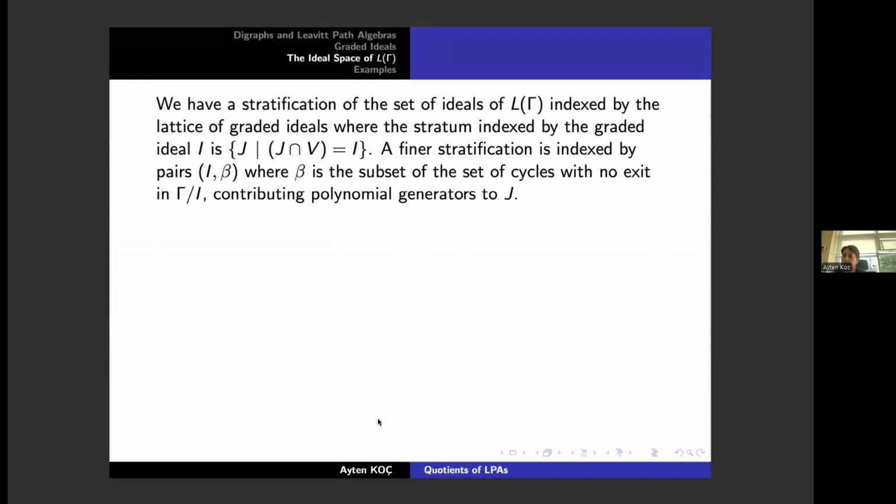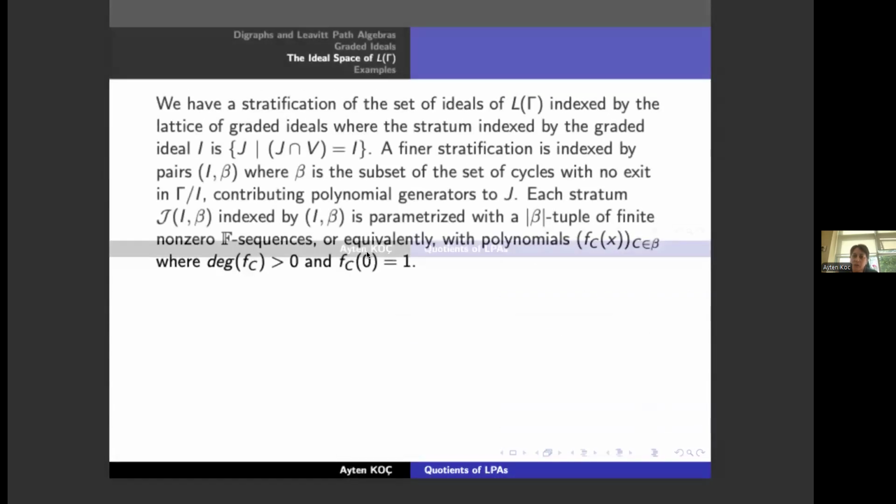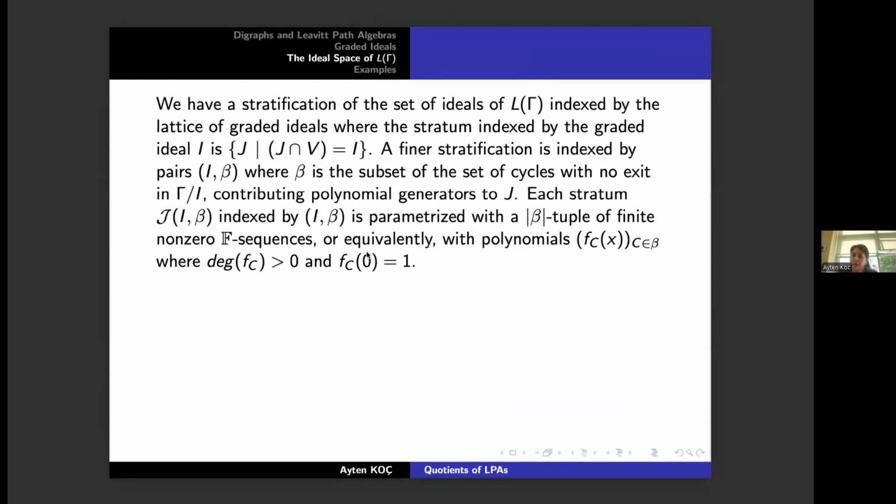We have a stratification of the set of ideals of the Leavitt path algebra indexed by the lattice of graded ideals, where the stratum indexed by a graded ideal I is the set of ideals J such that I is the greatest graded ideal contained in J. We need to use a finer stratification indexed by the pairs (I, beta), where beta is the subset of the set of cycles with no exit in gamma over I, contributing polynomial generators to J. And each stratum indexed by (I, beta) is parametrized with a beta-tuple of finite non-zero F sequences, or equivalently with non-constant polynomials with constant term 1.